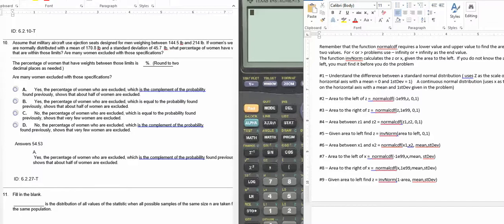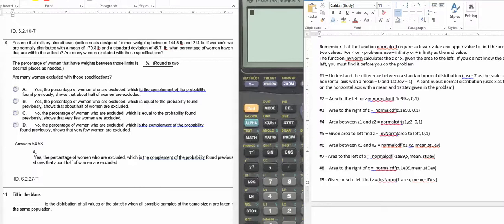This is a continuation of Chapter 6 quiz videos. On problem number 10, they talk about aircraft ejection seats for men, and they give you a weight range of 144.5 to 214. Women's weights are normally distributed with a mean of 170 and a standard deviation. What percent of women fall within these limits?